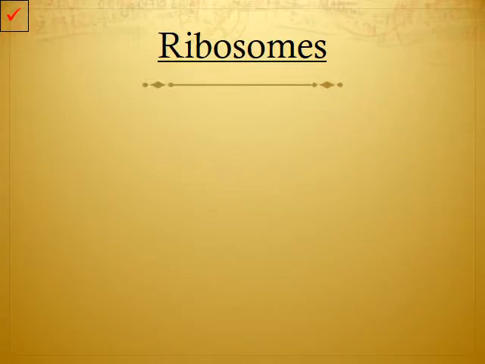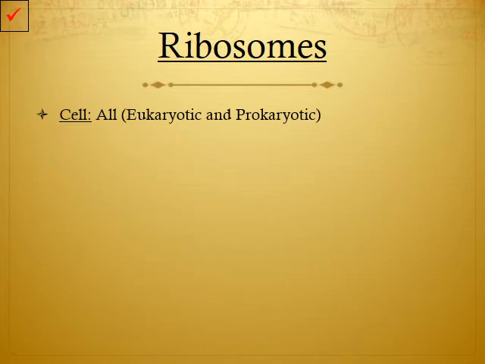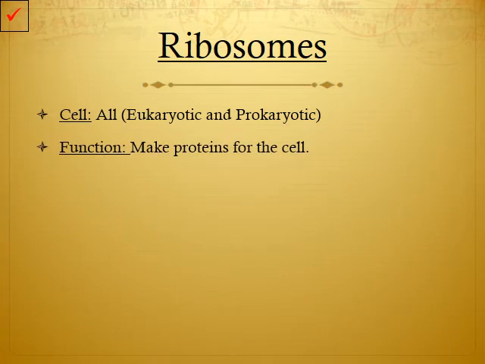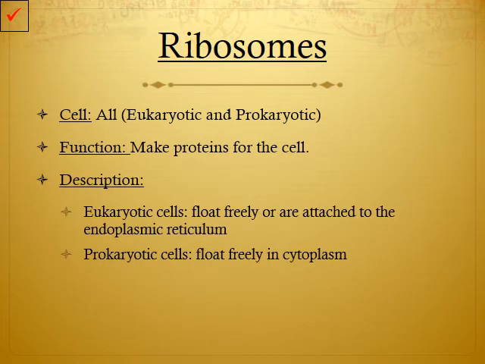Speaking of ribosomes, let's talk about them, shall we? So ribosomes are found in all cells, both eukaryotic and prokaryotic. The function is that they help create protein for the cell, which can be used to create new cells and a wide variety of other things. So the description here, in eukaryotic cells, they're either found floating freely inside the cytoplasm or are attached to something known as the endoplasmic reticulum. However, in prokaryotic cells, considering prokaryotic cells do not have any membrane-bound organelles, they're just kind of floating around in the cytoplasm doing their thing.